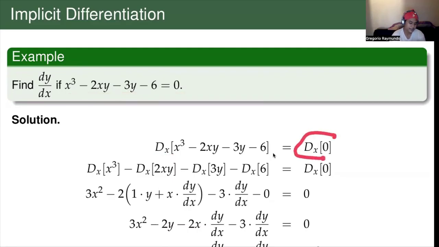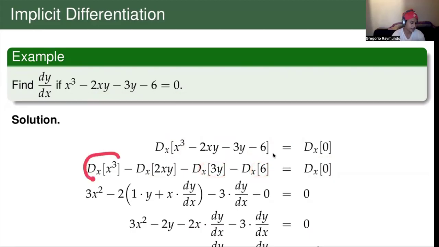So let's get the derivative of the right-hand side. Madali lang 'to. Derivative ng 0 with respect to x, 0. Okay, now let's look at the left-hand side. So kukunin natin ang derivative ng bawat term. So ang derivative ng x cubed minus derivative ng 2xy minus derivative ng 3y minus derivative ng 6.